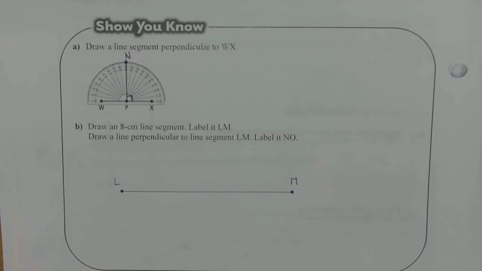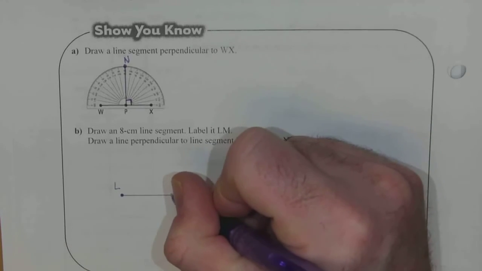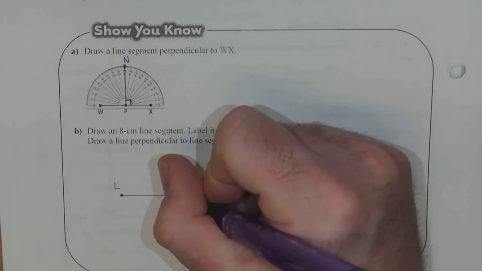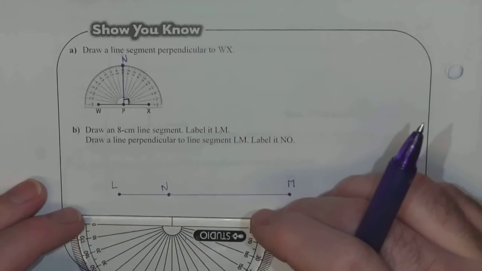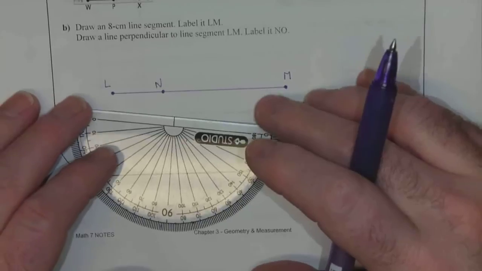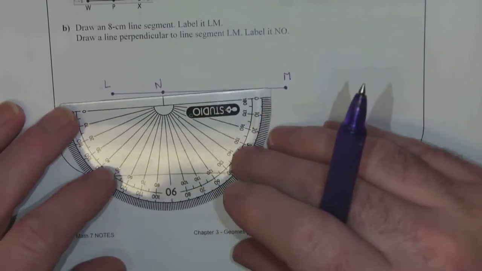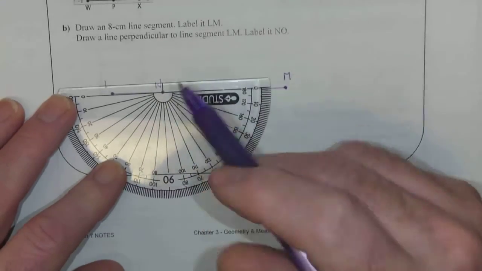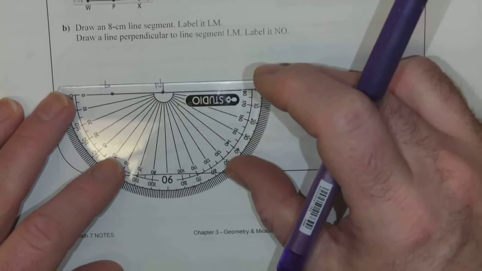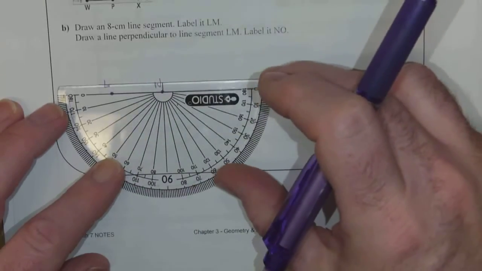Draw a line perpendicular to that segment. Label it NO. So, I'll just pick a random point on here. I'm going to call it N. That's what I'm going to use as my vertex for my 90-degree angle. So I set up point N on the crosshairs on my protractor, line up the line LM along the baseline of 0 degrees.